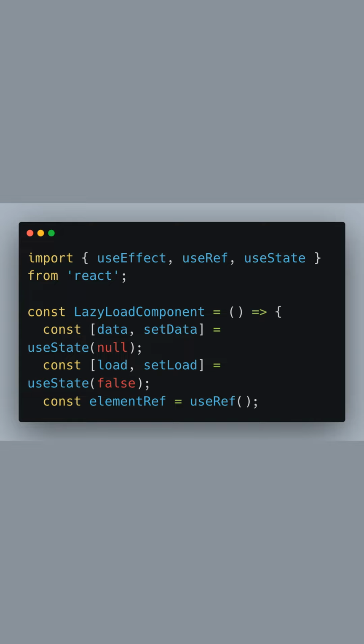In the lazy load component, we import useEffect and useRef from React along with useState. We initialize data state to null, which will later store the fetched data, and a load state to false that will track whether we should start loading the data. The useRef hook is used to create a reference to the DOM element that we want to monitor for entering the viewport, which will be the trigger for loading our data.